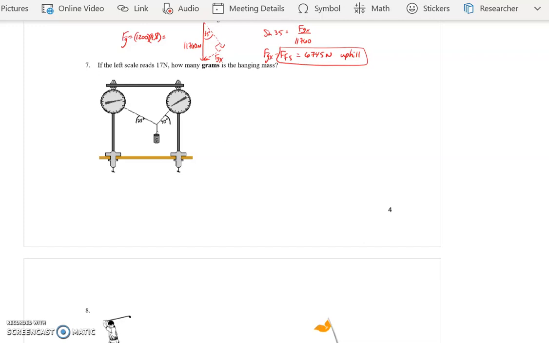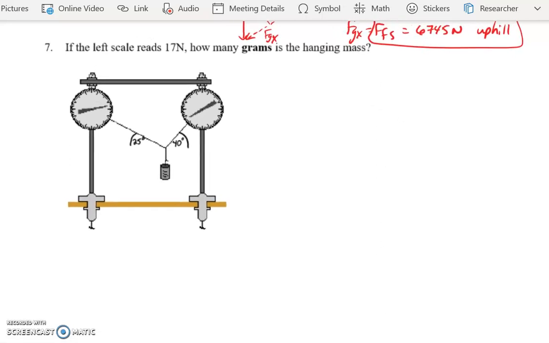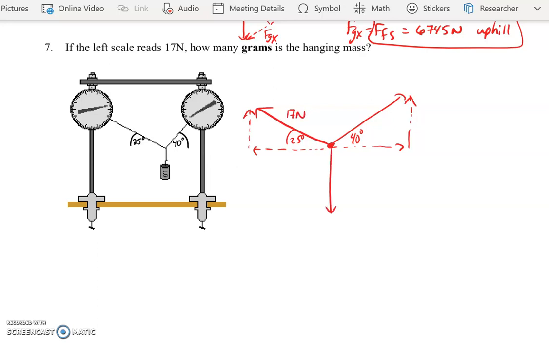We're starting on number 7 here with spring scales. The left scale reads 17 newtons. How many grams is the hanging mass? So I'm just going to draw a free body diagram for this. We've got a 40-degree angle on the right, and a 25-degree angle on the left. We're told the tension on the left is 17 newtons. We have a force of gravity pulling down that we don't know, and we're trying to figure that out and then get the mass from that.